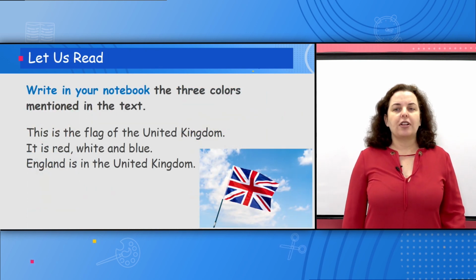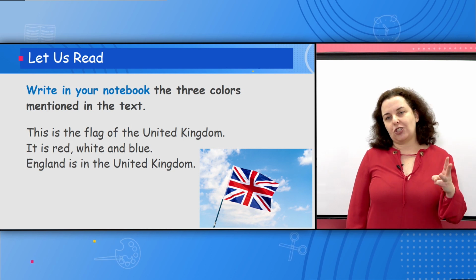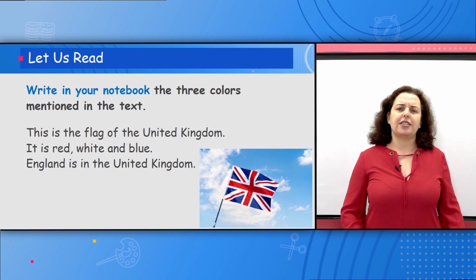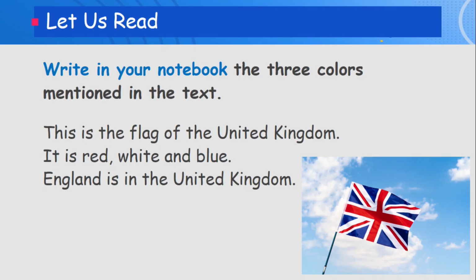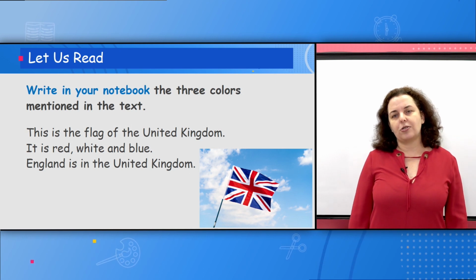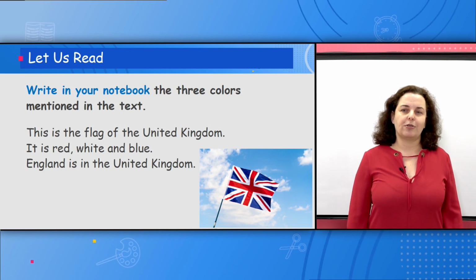Write in your notebook the 3 colors mentioned in the text. Let's read the text together. This is the flag of the United Kingdom. It is red, white, and blue. England is in the United Kingdom. Now, in your notebook, please write the 3 colors mentioned in the text.